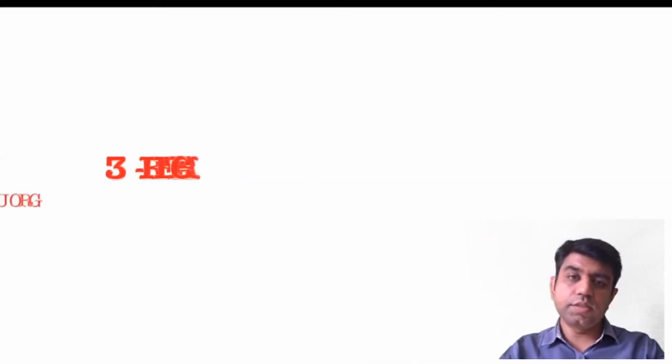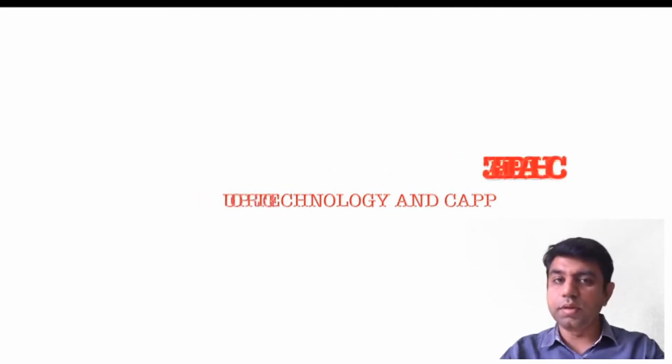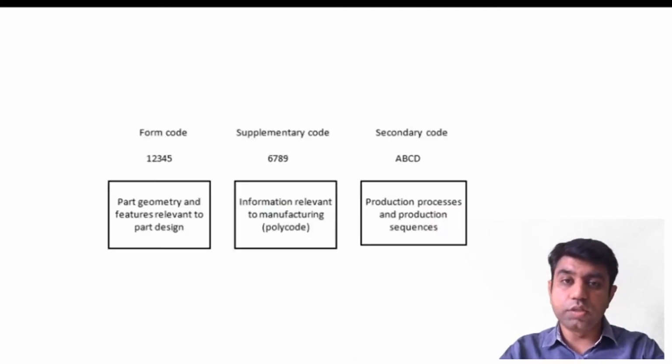So in the last class, we had already started with chapter number 3, that is Group Technology and CAPP. In that, we had already understood what group technology is. Group technology is actually a method of grouping similar objects into part families, right? And according to that particular part family, we are defining machine cells, right? In that machine cell, we will be having different machining units, right?